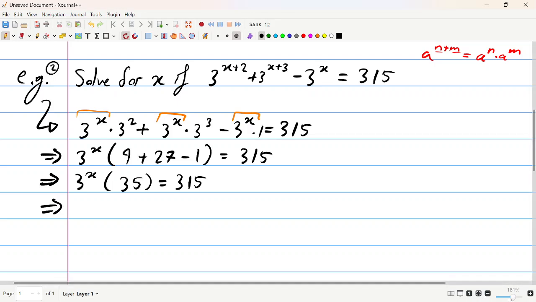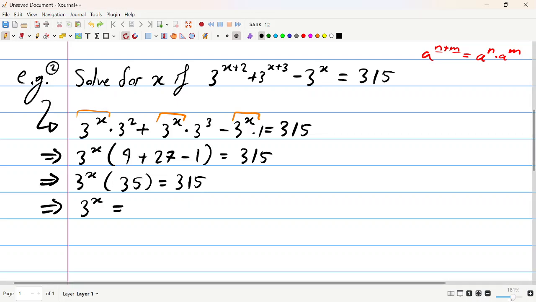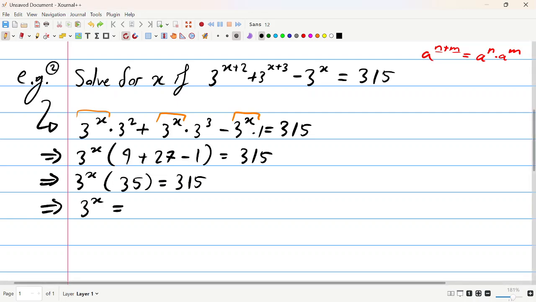Okay, and then all we need to do is get 3 to the power of x on its own, so we divide both sides by 35, and 315 divided by 35, what is that going to give us? Well, if you put it in your calculator, or if you do long division, or whatever method you used, you'll get 9.